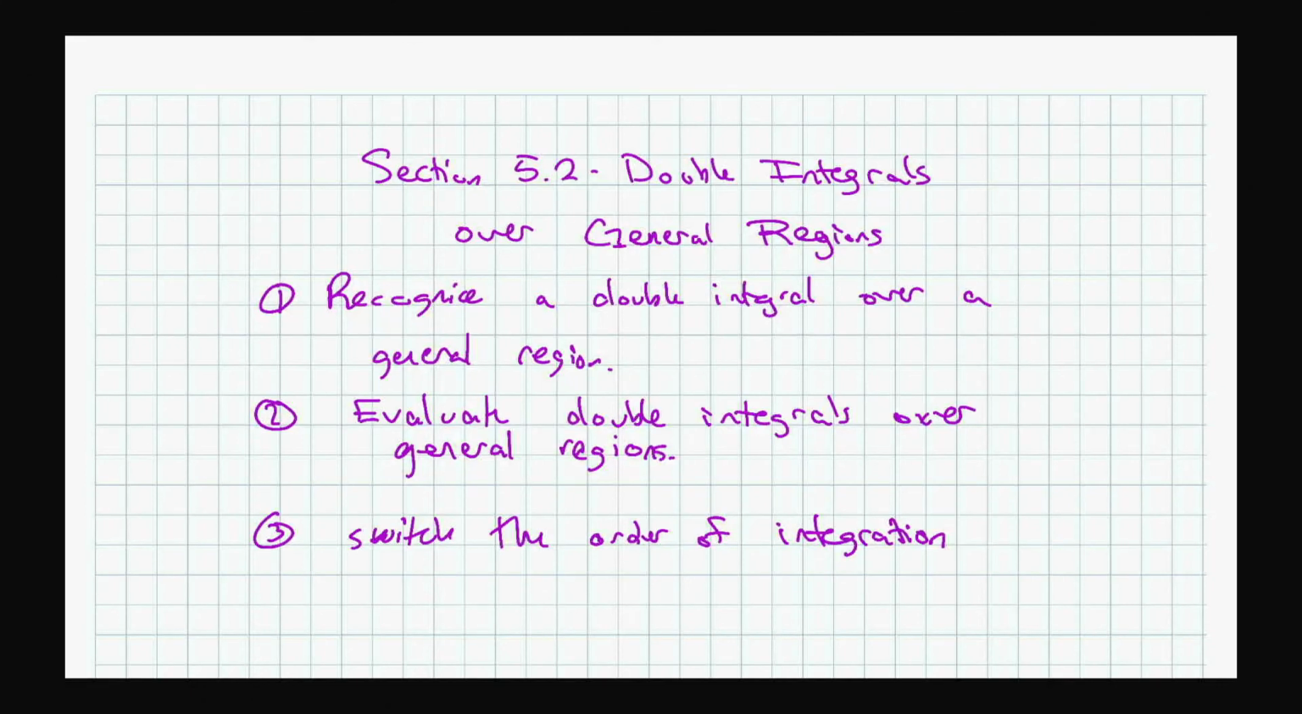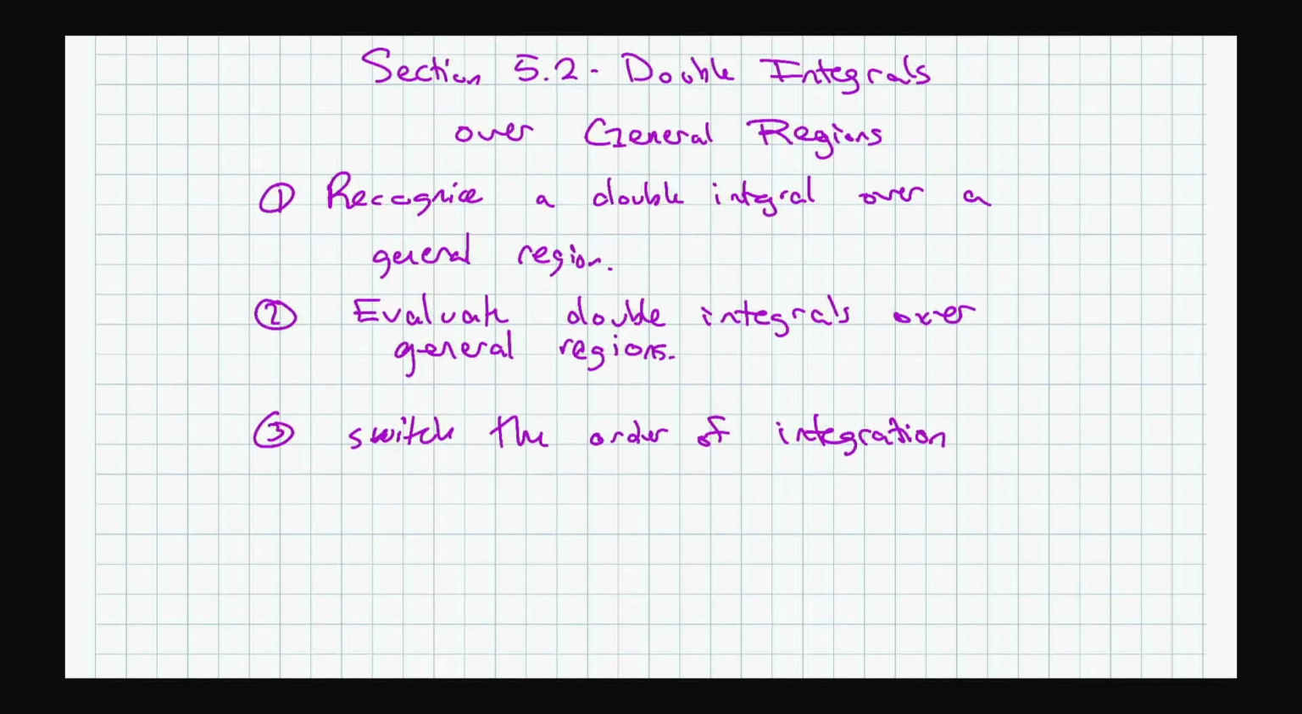Hello, everybody. So what we're looking at today is going to be section 5.2 in your book, which is double integrals over general regions. This is really just a continuation of what we started last time, where we were doing integrals over rectangles. So this time we get to mostly skip theory and just solve a lot of problems.